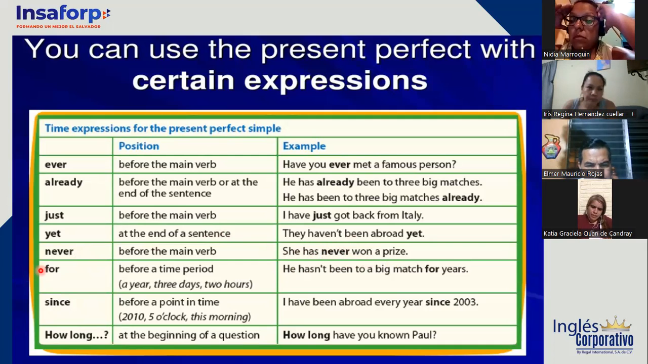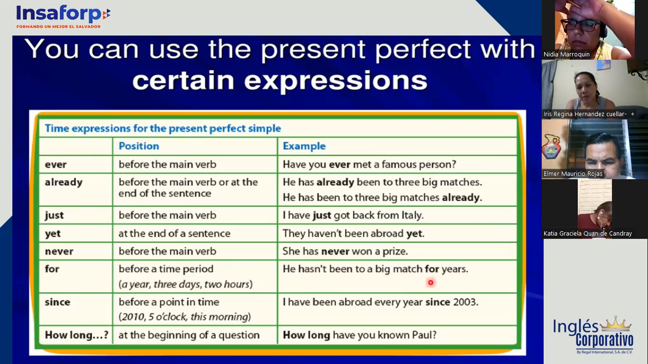For. Position before a time period. Period: a year, 3 days, 2 hours. Example: He has been to a big match for years. For years, okay? So this one, for, is going to be used when we refer to a time period, such as a year, 3 days, 2 hours, and we have the example: He hasn't been to a big match for years.